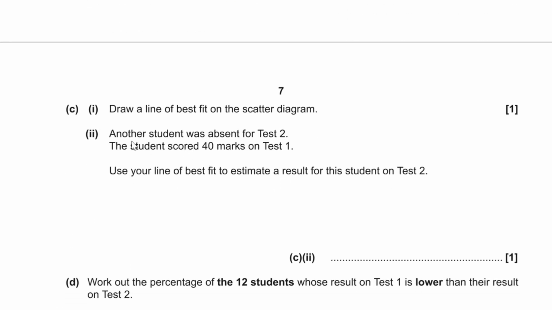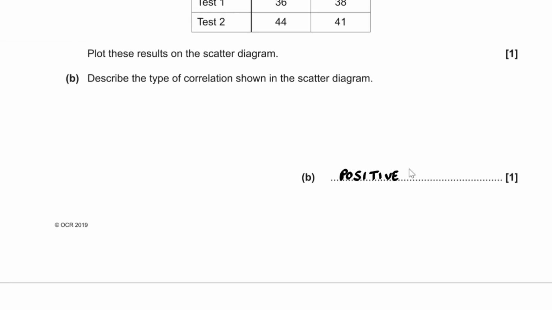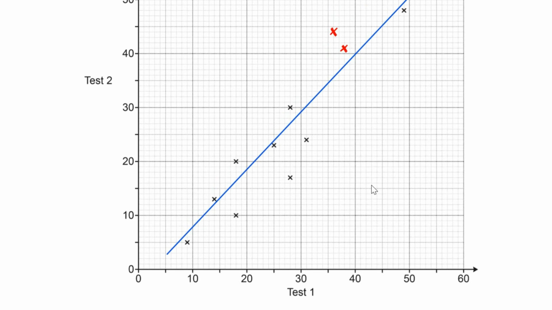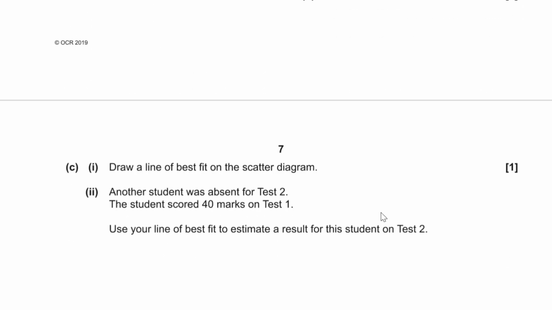And then another student was absent for test 2. The student scored 40 marks on test 1. We have to use our line of best fit to estimate a result for this student on test 2. Well, if he got 40 on test 1, then what we'll do is draw a vertical line up from 40, as we have here, and draw a line across. You can see then that this student's mark is 40 on test 2.